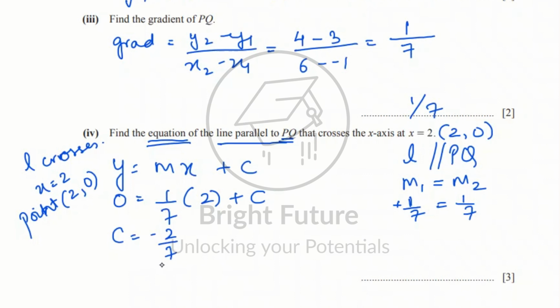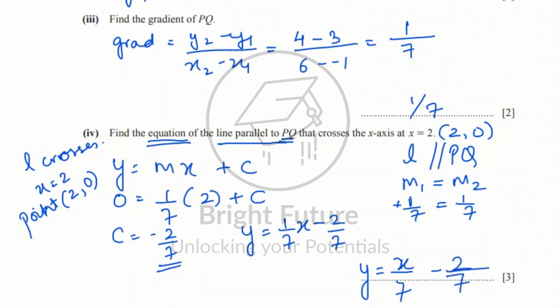So therefore insert this value in the equation. So we get y equals to m is 1 upon 7 x minus 2 upon 7. So therefore finally our equation is y equals to x upon 7 minus 2 upon 7. Okay, 1 mark for this section, 1 mark for finding out C, and 1 mark finally getting the answer.